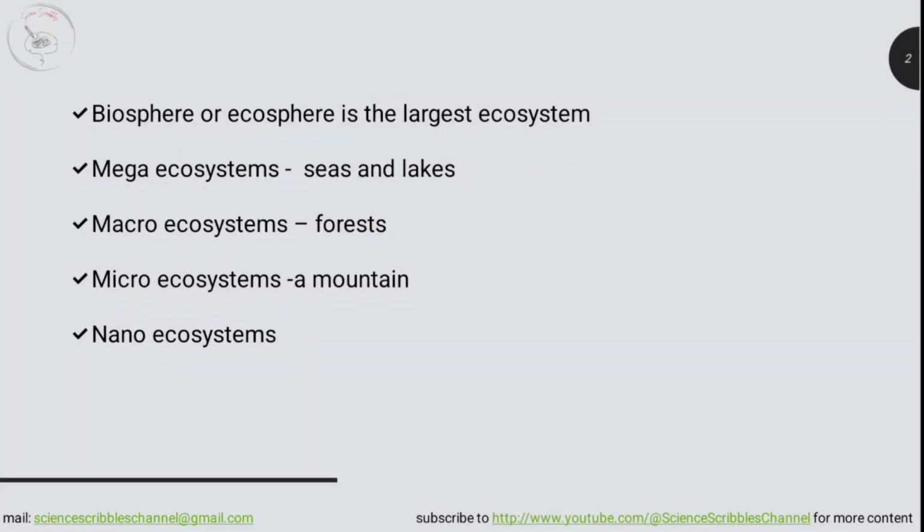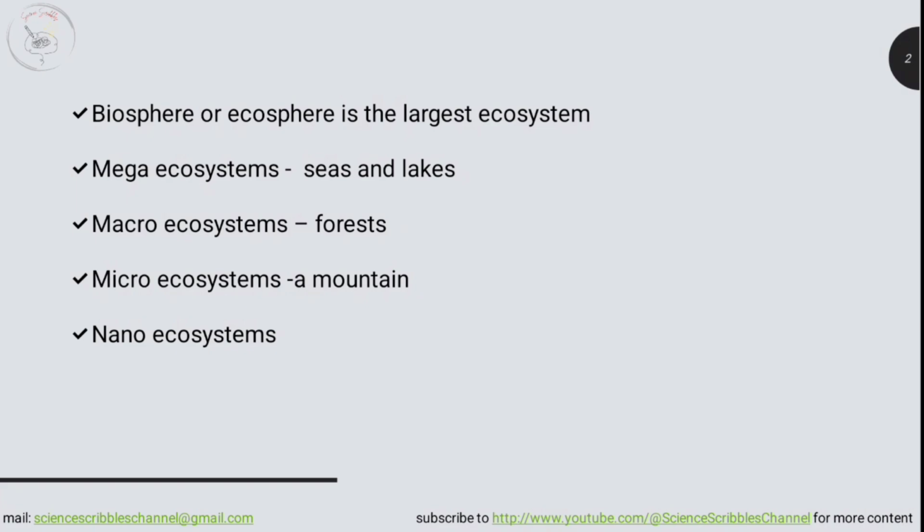No specific size or shape is defined for an ecosystem. However, to qualify as an ecosystem, the unit must be stable and there must be a circular flow of materials within the unit. When we consider the size of an ecosystem, the life supporting part of the atmosphere, that is the biosphere or ecosphere, can be considered as the largest ecosystem.